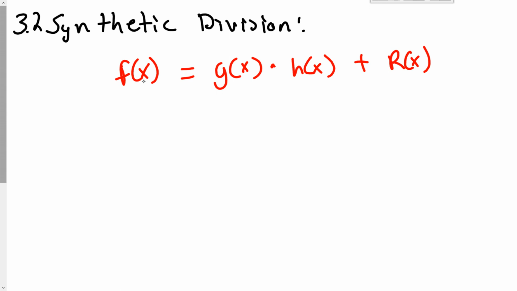So if I'm actually dividing some number by another, say like 8 divided by 3, it doesn't go in evenly. I can rewrite this as basically 3 times 2 plus a remainder of 2, right? So that's what the division algorithm is.